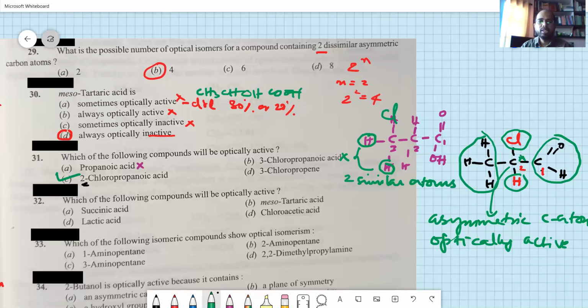3-chloropropene. C double bond C, C. Propene, one double bond is there. So you have CH there and CH here, and then here you have CH. It becomes a completely symmetrical molecule. So there is no asymmetric carbon atom. So this is not optically active. Only the 2-chloropropanoic acid, option C, is the right answer.